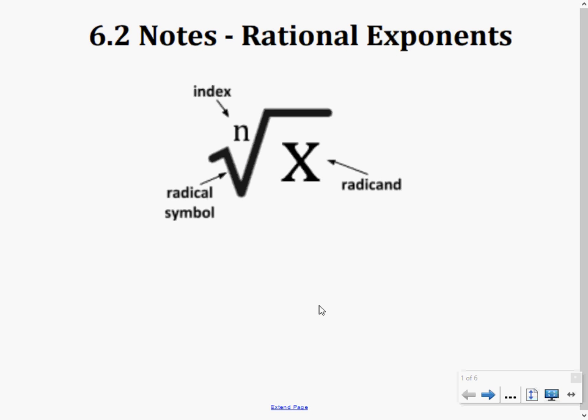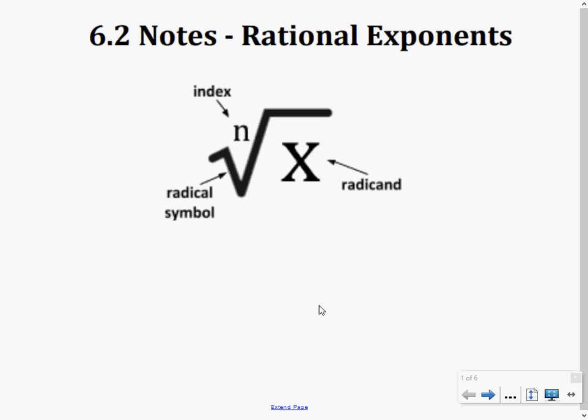Hi everybody, this is going to be our 6.2 notes video, and we're talking about rational exponents today. So exponents that look like fractions, but I want to talk about a couple key vocabulary words here, things that you need to be aware of.